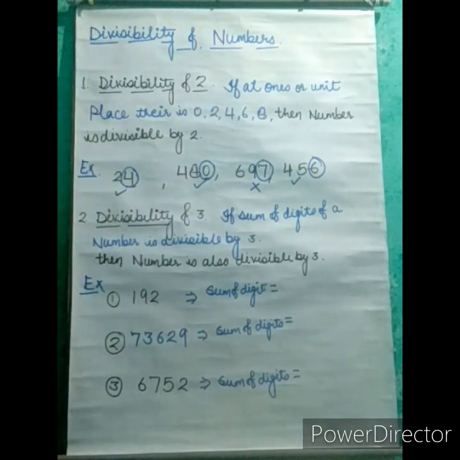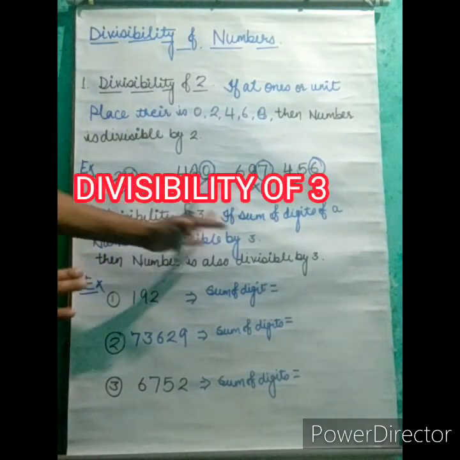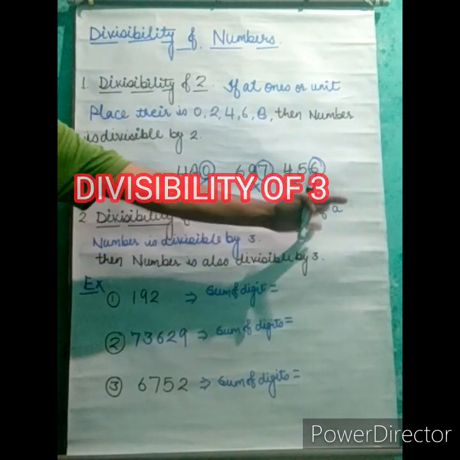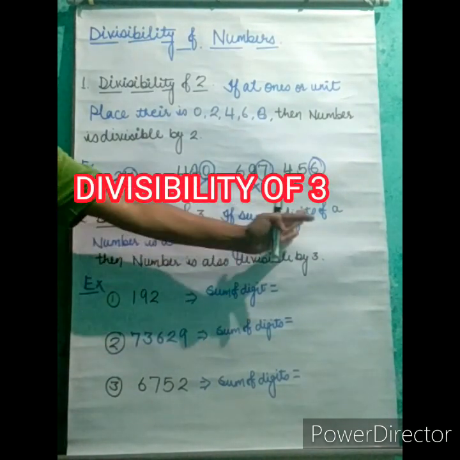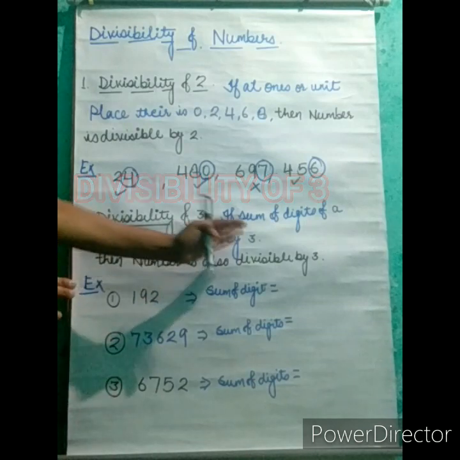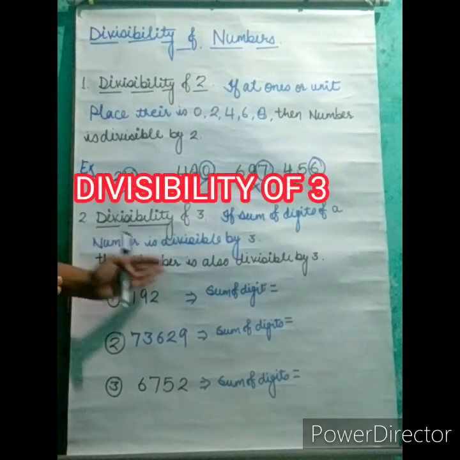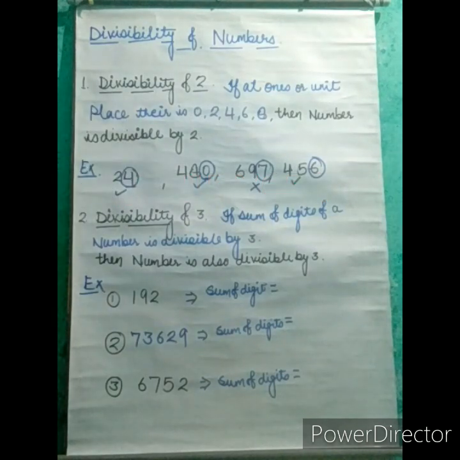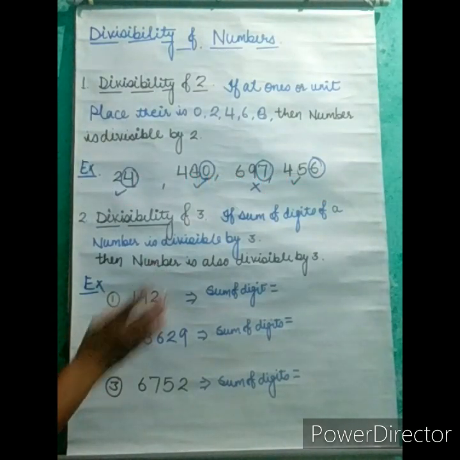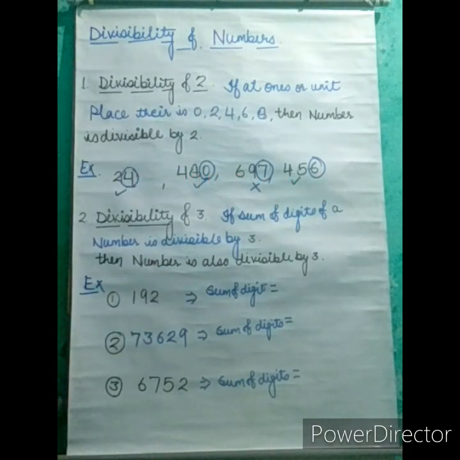Next we are having divisibility of 3. If the sum of digits of a number is divisible by 3, then the number is also divisible by 3. Let's see with the help of one example. Now here we are having 192. We don't know whether 192 is divisible by 3 or not.